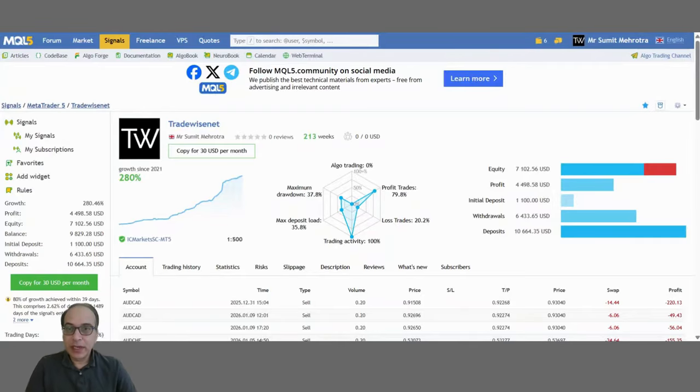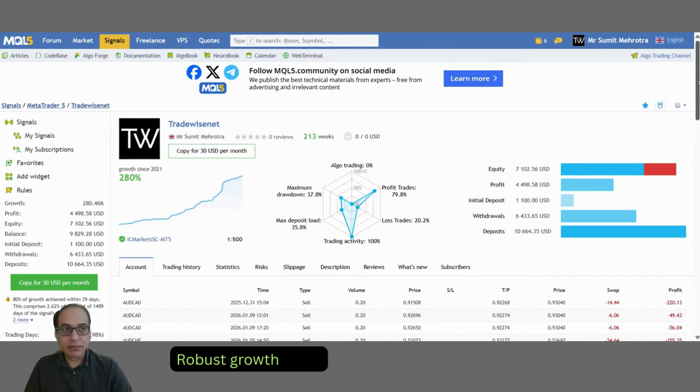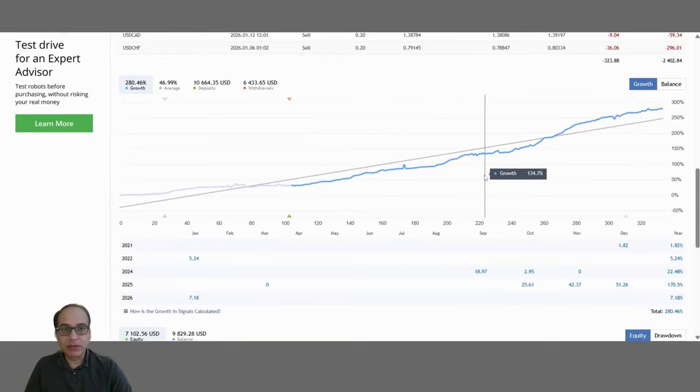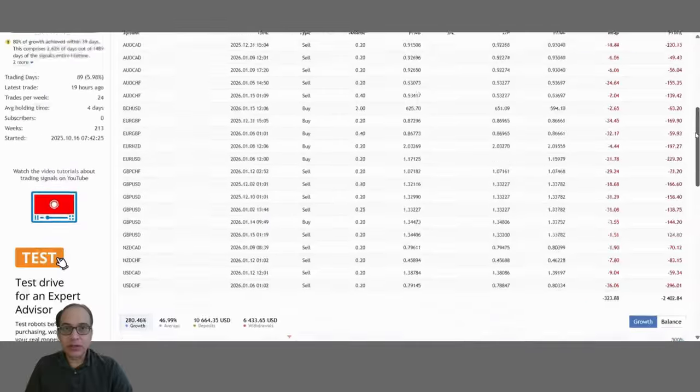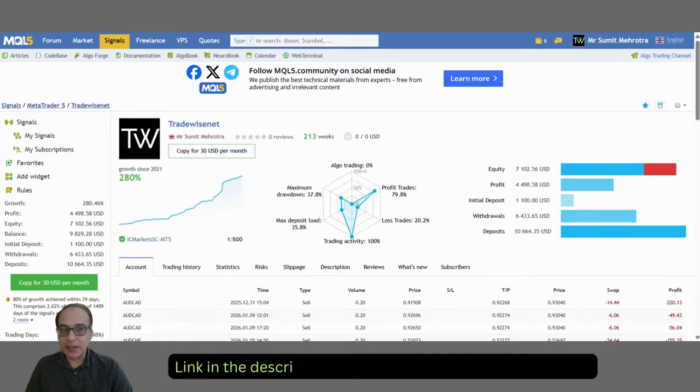Right, so starting with the live trading account, which is on MQL5, what we see is that overall we are in profit. There is a pretty good growth curve. If I scroll down, we see that we are definitely moving in the right direction. Strong growth with good risk management principles and making sure that we are trading in a disciplined manner. Also, looking at the number of profitable trades, about 80% profitable trades, which also keeps us in good stead.